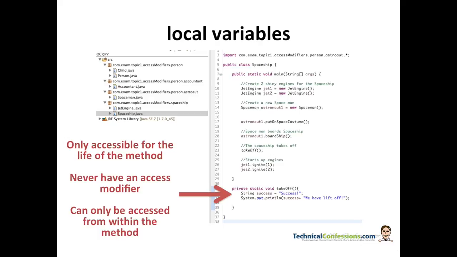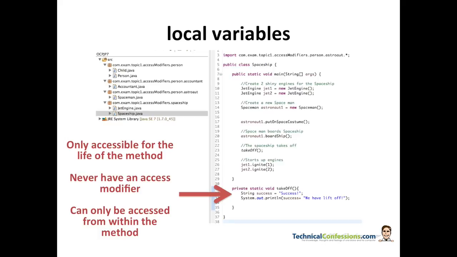The other scenario that you have is local variables. So if you have a variable declared within a method, which I have here, I create a new string called success. When I have that, it's classed as a local variable. And when you have a local variable, it can only be accessible during the lifespan of this method. So when I go through all the lines and then come to the end of this method, this particular variable will not be accessible anymore. It's only accessible within the method in which you're using it in.